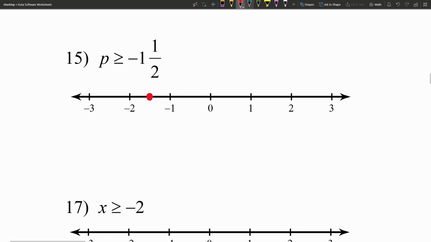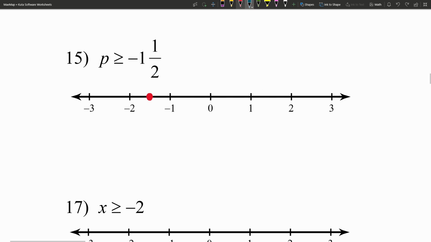Now for this one, it might have been confusing locating this -1 1/2. Remember, this negative is applied to both the 1 and the 1/2. So we can think of this number as -1 plus a -1/2. So we're going -1 and then another -1/2. So to the left of the -1, not to the right of it. Just to help clarify in case you had trouble locating that on the number line.